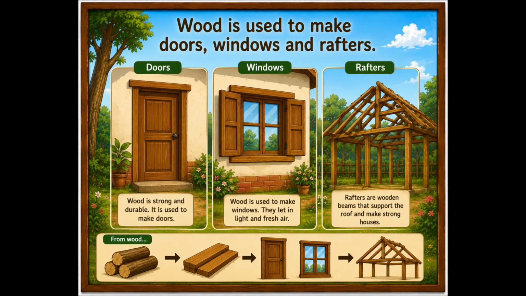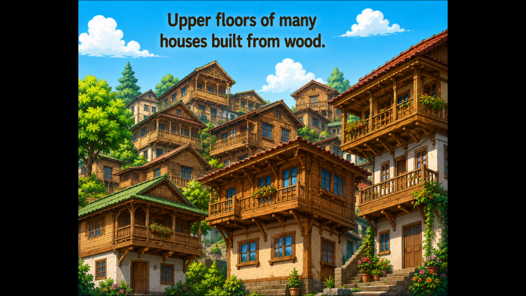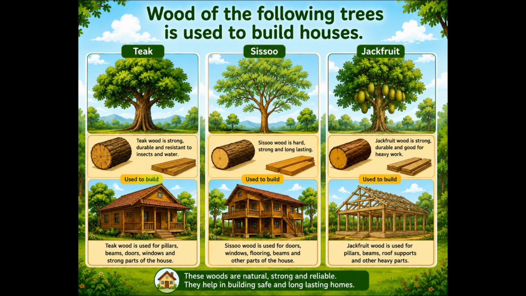Rafters are the sloped beams supporting a roof. The upper floors of many multi-story houses are made out of sturdy wood planks. Wood from trees like teak, sisu and jackfruit is used to build sturdy houses.